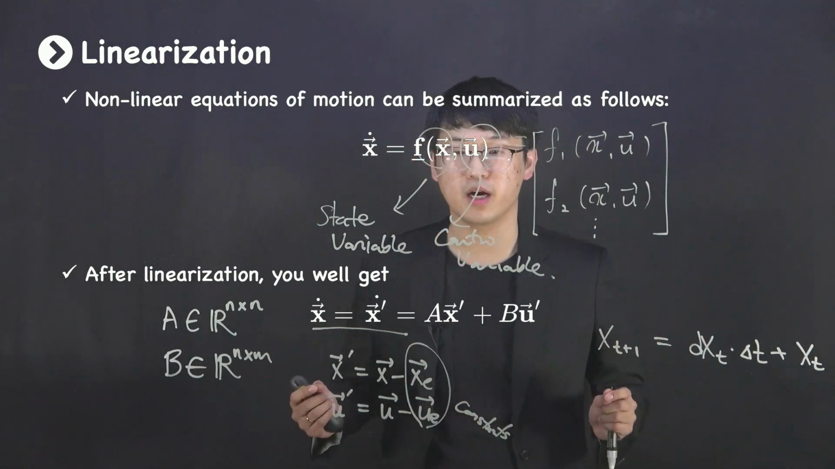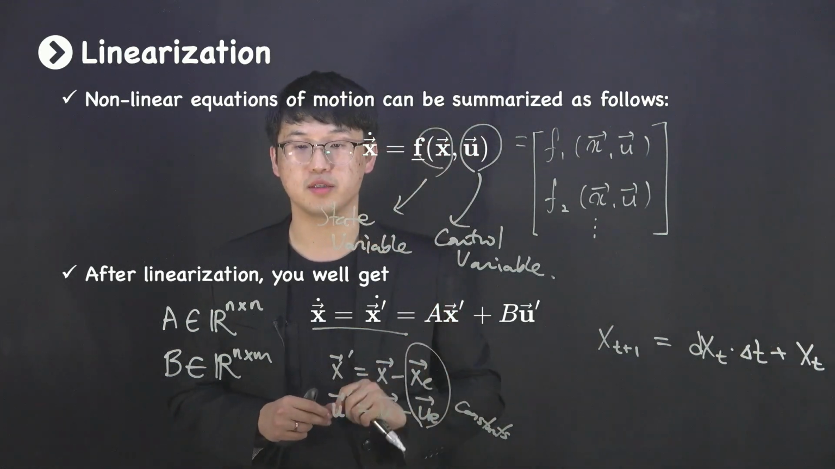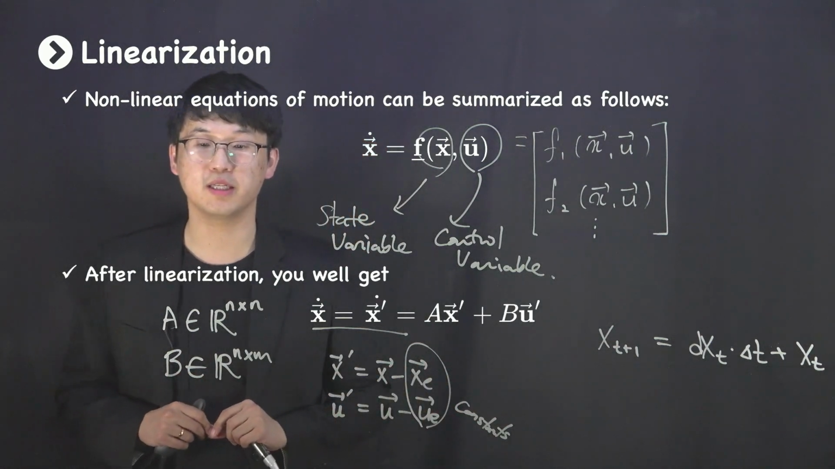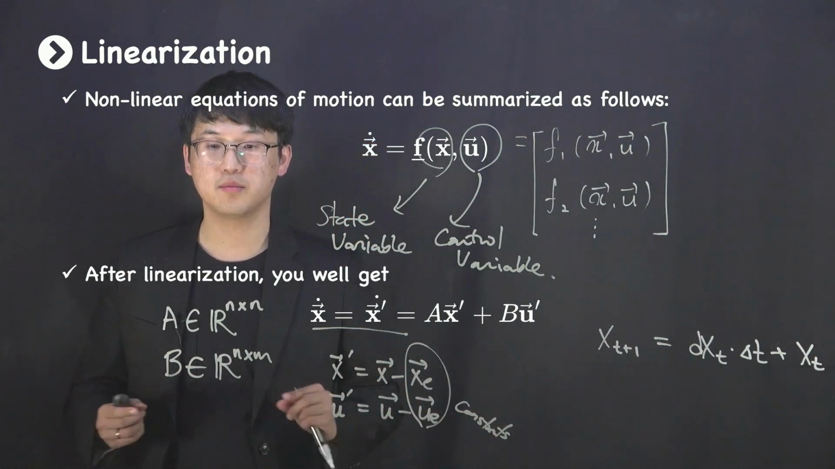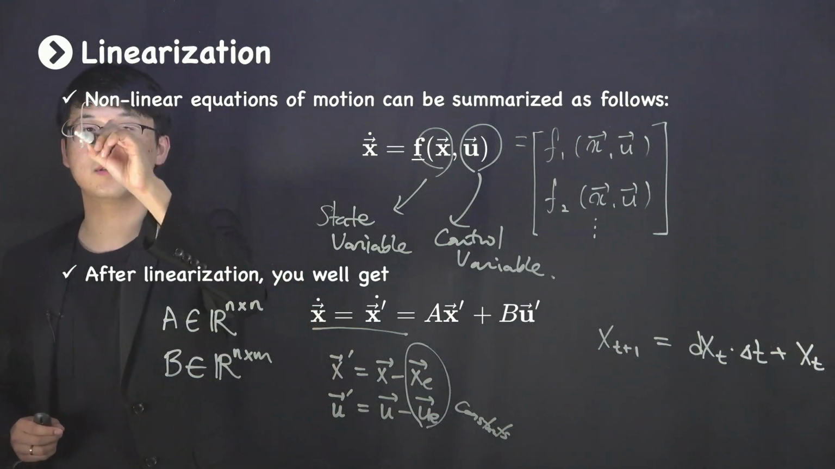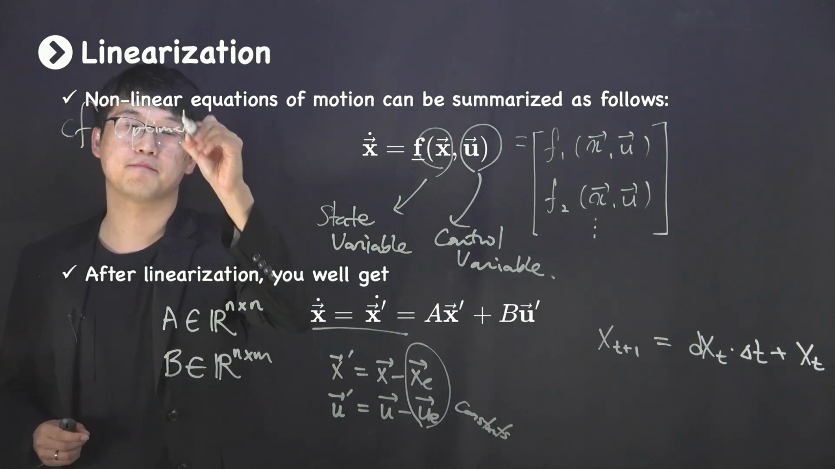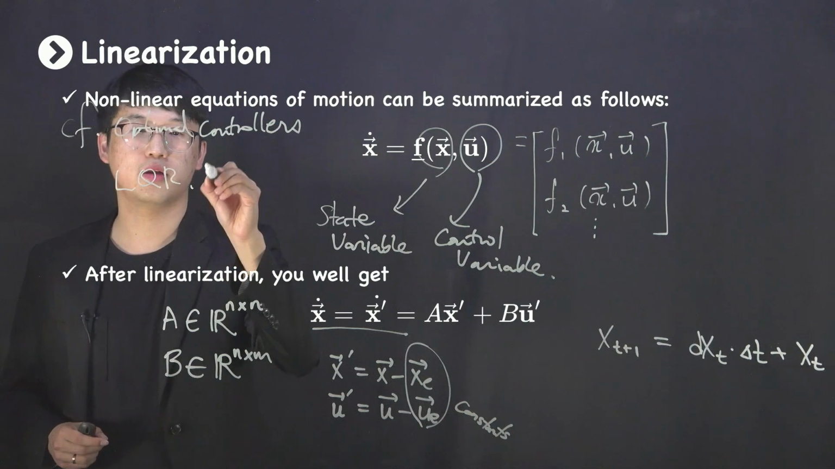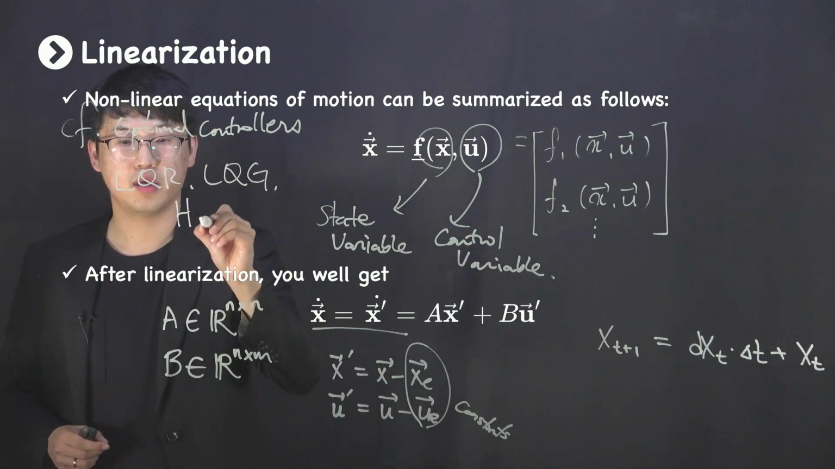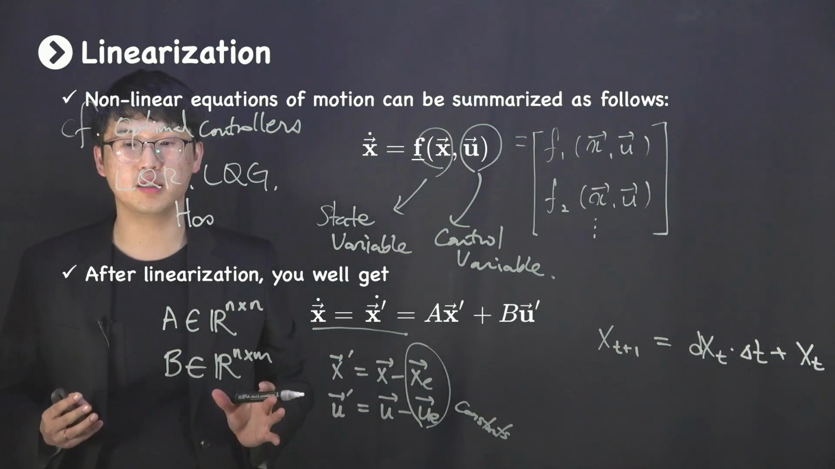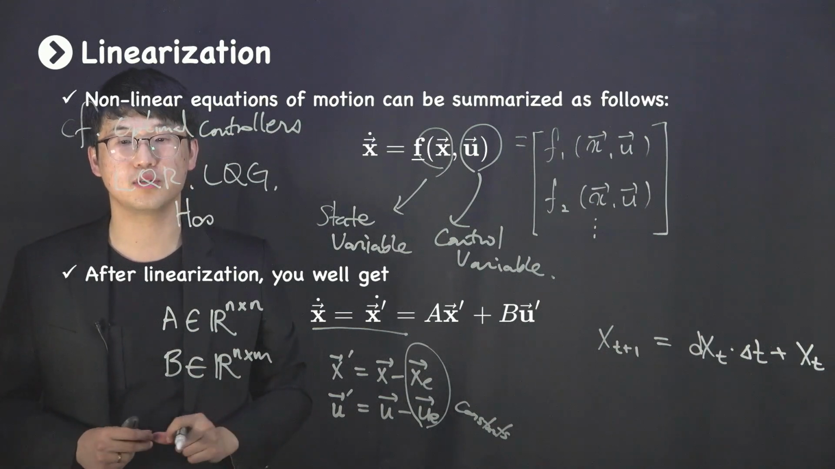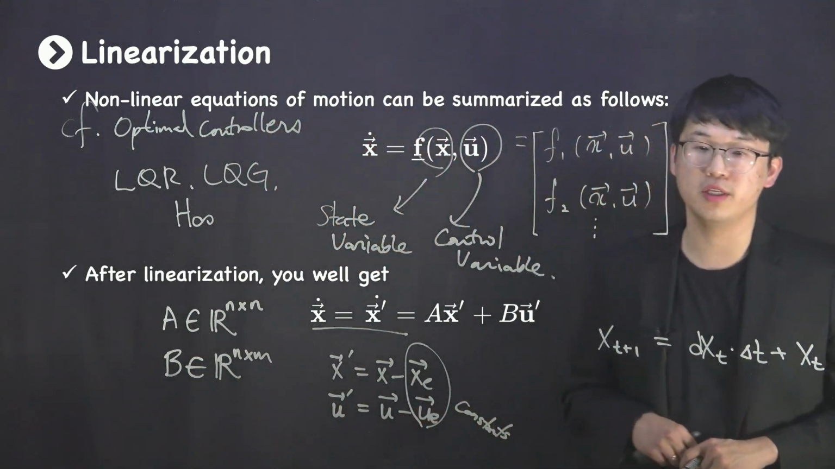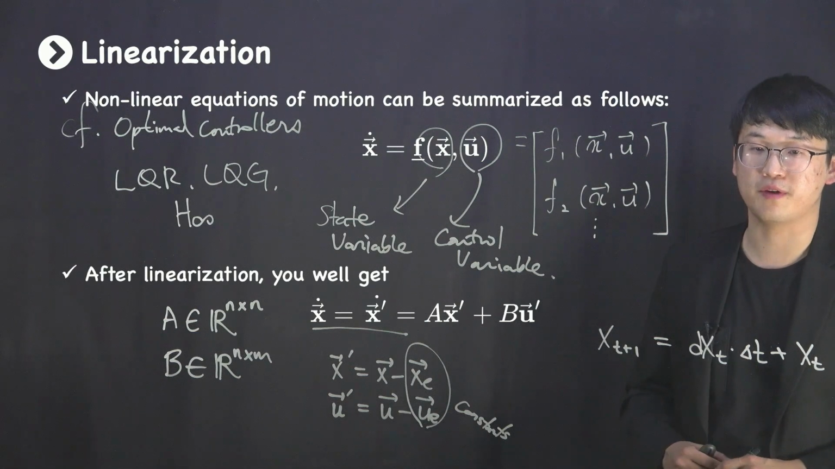Then why do we simplify our dynamics with this linearized equation? Obviously, one reason is that it is computationally simple. Similarly, designing optimal controllers such as LQR, LQG, or H infinity requires linearized equations to get their solutions. If you have enough computational power and are about to design a nonlinear controller, you can skip this part, in fact.